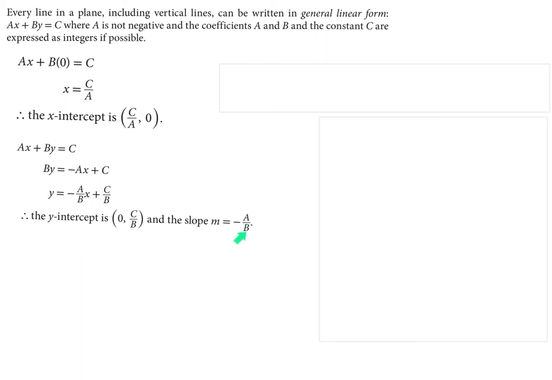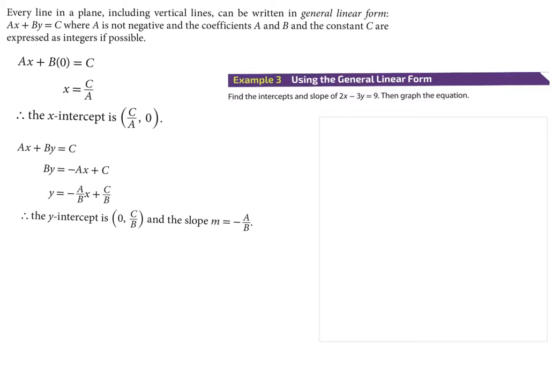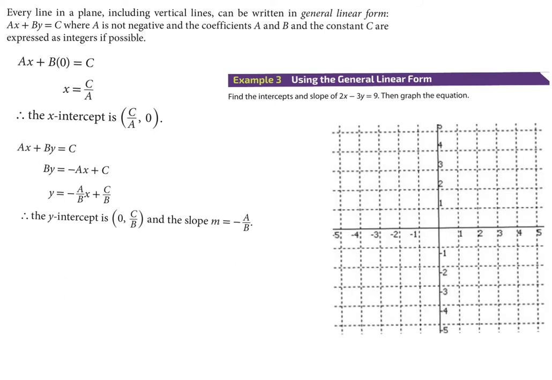And then your slope is going to be negative a over b, because that's what's going to happen when you divide it out. So if I were to move this to slope-intercept form, I would move my a over, which is going to negate whatever it was, and I'm going to divide by my b. So if I'm looking for x-intercept, c over a, y-intercept is going to be c over b, and slope is going to be negative a over b, always when it's in your standard form. All right? And so if we look at this example, find the intercepts and the slope, and then graph the equation.